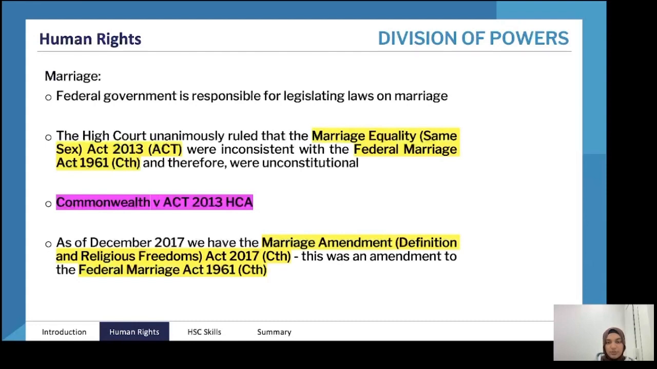So the federal government is responsible for legislating laws on marriage. The High Court unanimously held that the ACT Marriage Equality Act was inconsistent with the Federal Marriage Act and therefore unconstitutional. So Commonwealth v ACT 2013, which went to the High Court. As a result, as of December 2017, we have the Marriage Amendment Act, and this was the amendment to the Federal Marriage Act, so law reform.